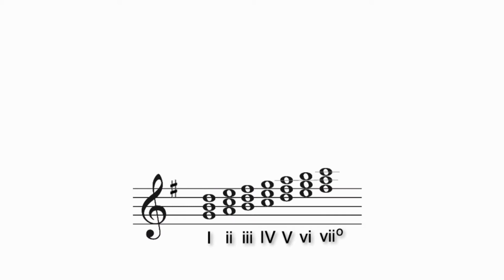Also, notice that we use uppercase Roman numerals for the major and lowercase Roman numerals for the minor and also for the diminished. The diminished triad, of course, also has that little circle next to it to indicate that it's diminished.